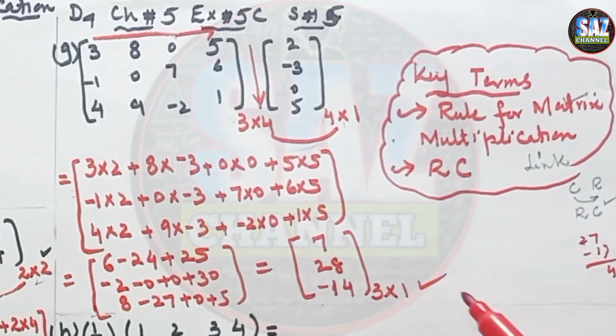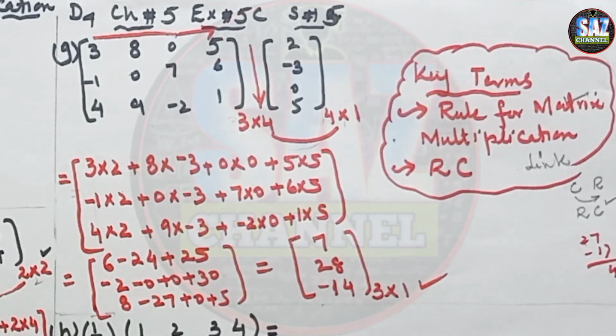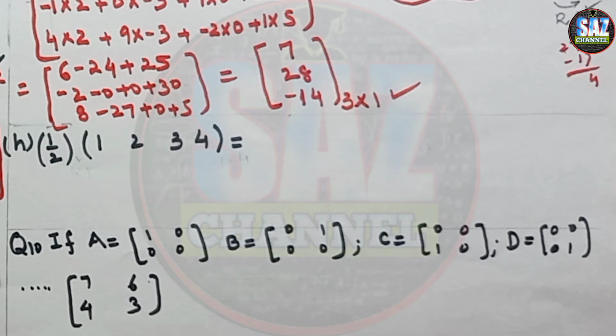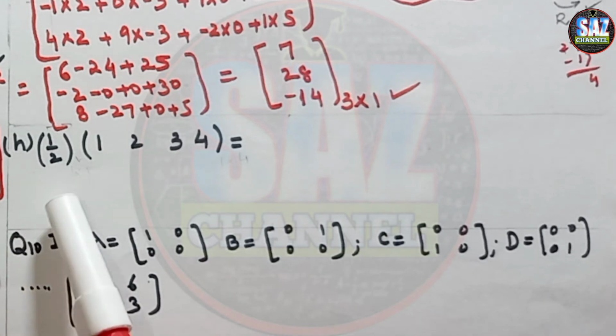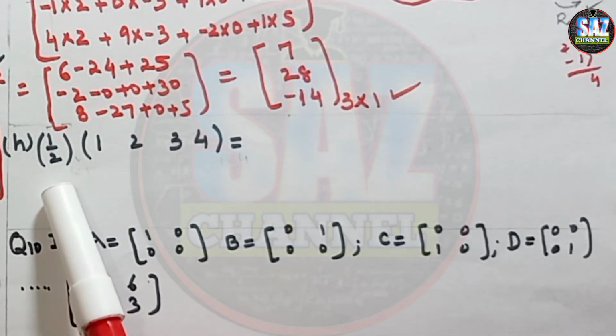I hope now you are very much clear about matrix multiplication. And let's move to the next part. The next part, part H, says that a matrix with entry 1 by 2 is multiplied with the matrix 1, 2, 3 and 4.